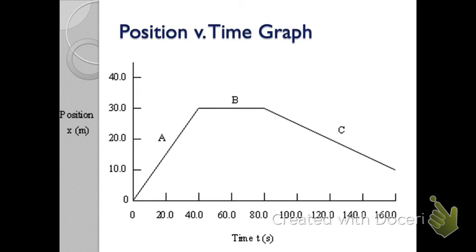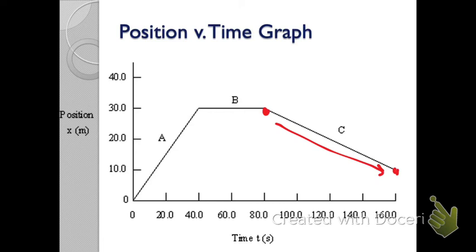And then at what point on the graph am I moving backwards? Tell me the time intervals in which I'll be moving backwards. From 80 to 160, right? I'm moving in the backward direction because my slope is negative, right? I'm moving backward. Do we feel pretty good about how to analyze those?